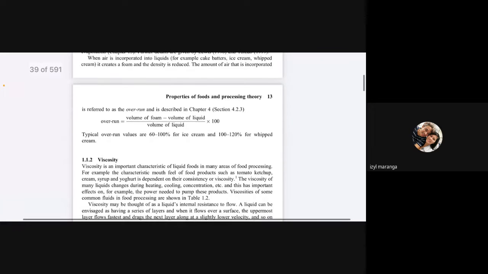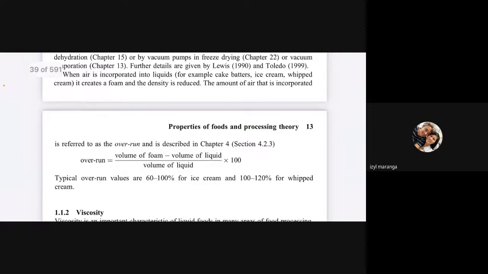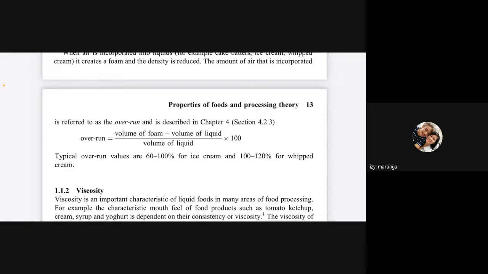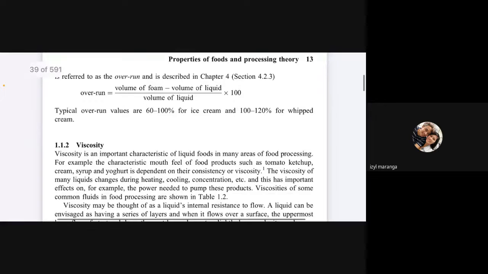And when air is incorporated into liquids, for example, cake, butters, ice cream, and whipped cream, it will create a foam and the density is reduced. O, 'di ba? May mga ganun effect. And the amount of air that is incorporated will be referred to as the overrun. No? So this is the computation of the overrun: the volume of the foam minus the volume of the liquid, over the volume of the liquid, times 100. Therefore, the overrun values are 60 to 100% for ice cream, and for whipped cream naman ay nasa 100 to 120%.